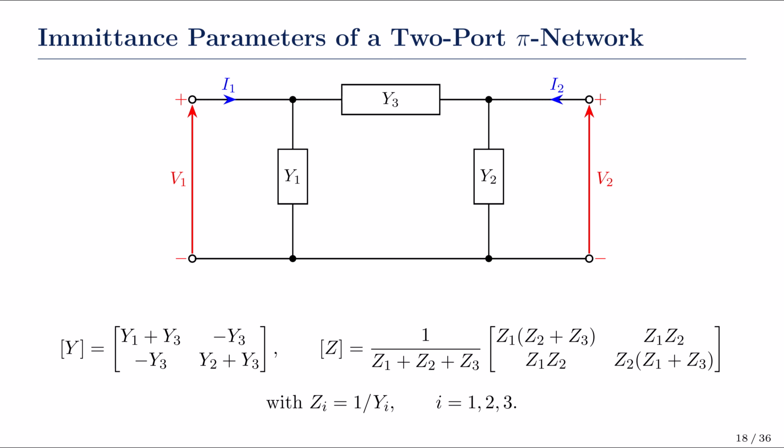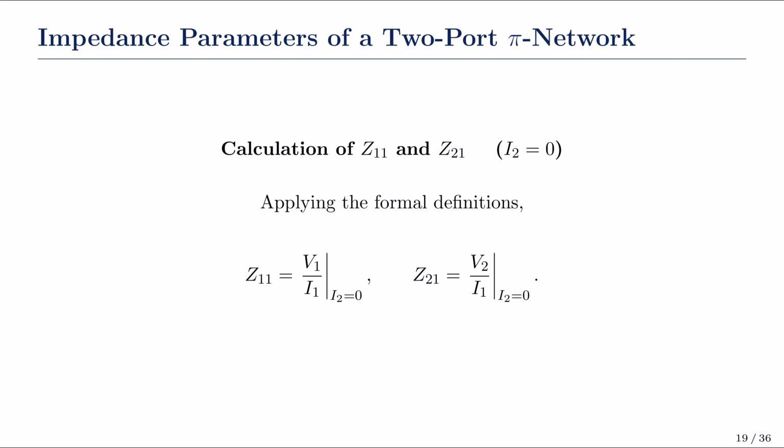We begin by deriving the impedance parameters from their formal definitions. To determine the impedance parameters, port 2 is left open so that I2 equals 0. Under this condition, we evaluate the driving point impedance Z11 and the transfer impedance Z21 directly from their definitions. We first derive the driving point impedance Z11.